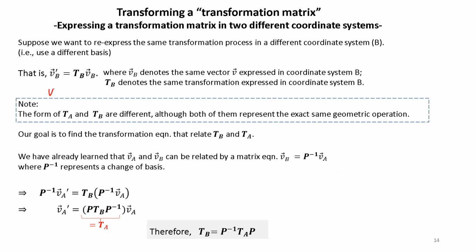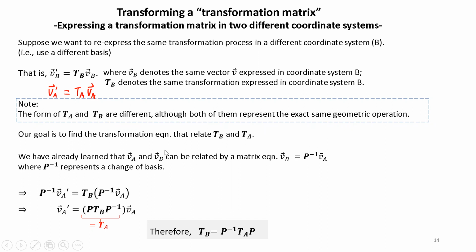So in the previous slide, we have this VA prime equals TA VA. Remind you one more time, the form of these two matrices, this TA and TB, will be different. But both of them represent the same geometric operation.